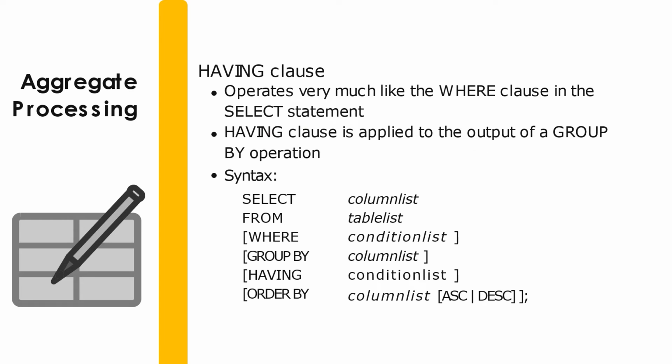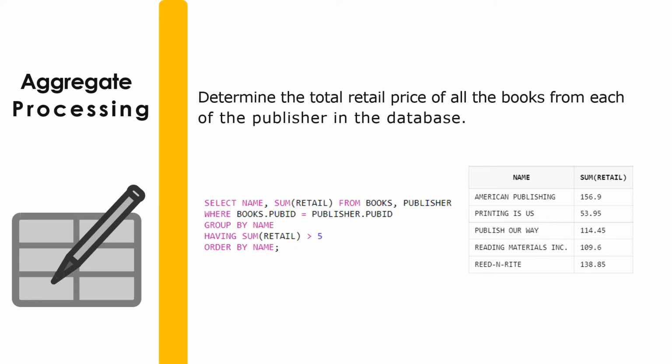Now let's talk about the having clause. The having clause operates very much like the where clause in the select statement. However, the having clause is applied to the output of a group by operation, as we will see in the next example. For example, if we need to determine the total retail price of all the books from each of the publishers in the database, we do so using the following.